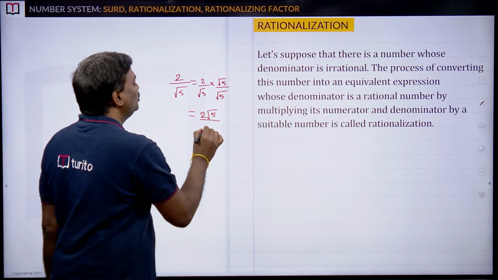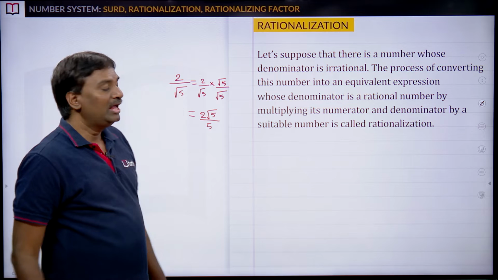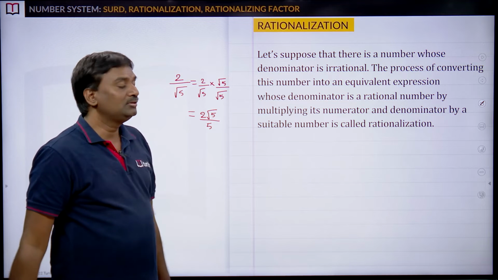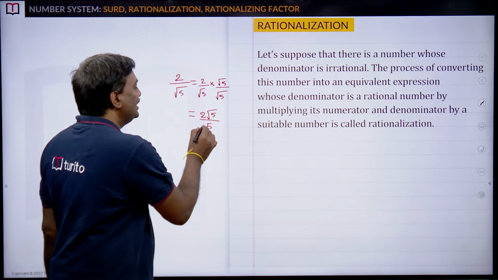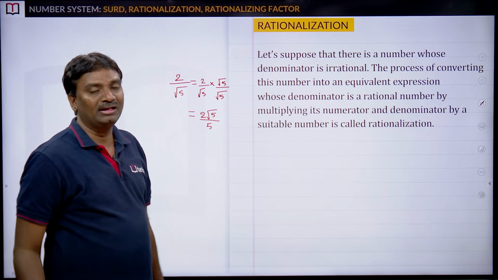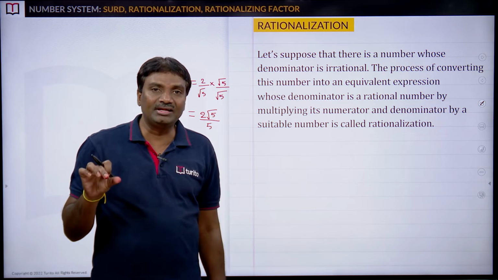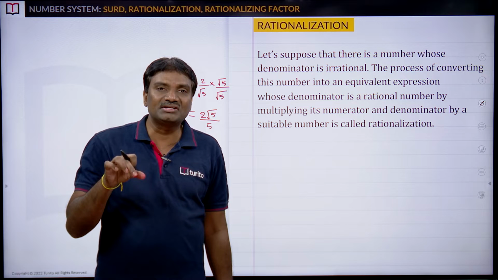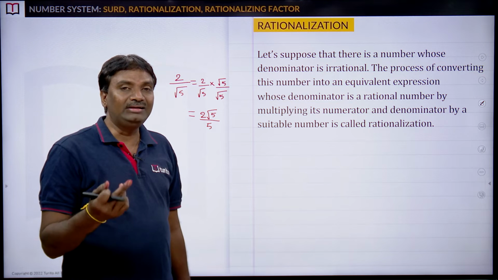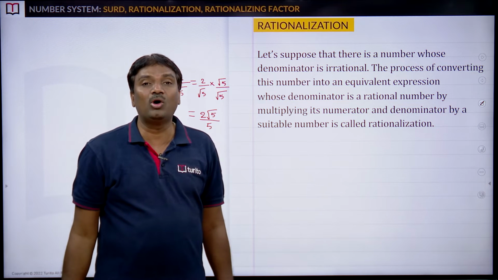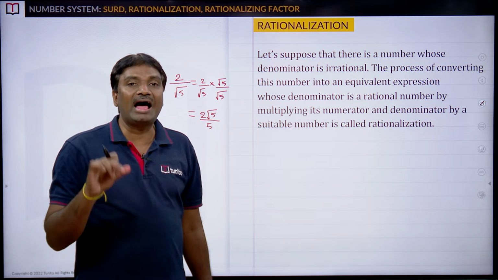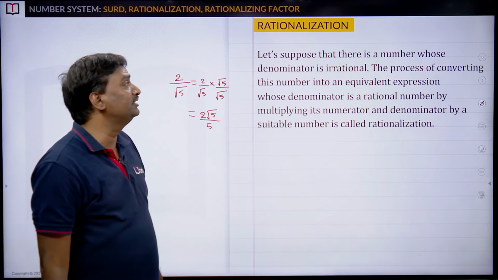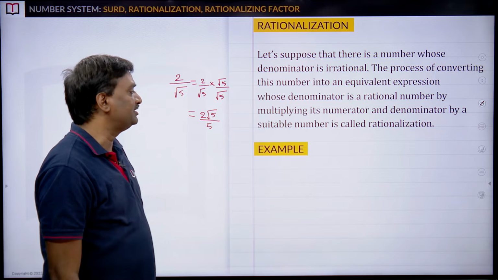In the denominator, root 5 into root 5 is 5. Now, by observing this fraction, 2 by 5 into root 5, or 2 root 5 by 5, clearly 5 is a rational number. In the given fraction, if the denominator is an irrational number, then by multiplying the numerator and denominator by the same number to convert the denominator into a rational number, this process is known as rationalization.